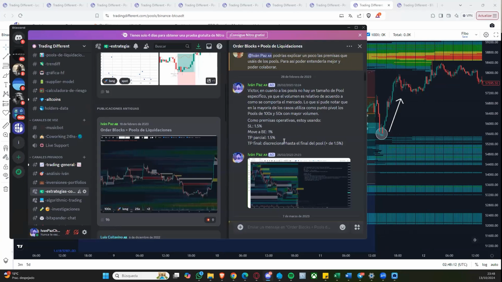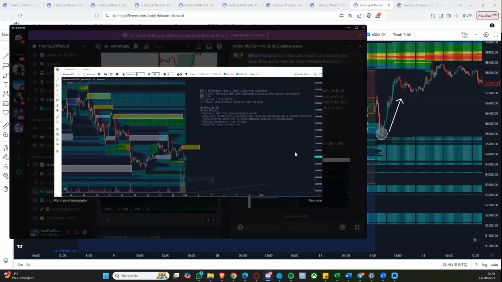On our Discord, we have a detailed, quantitative strategy on how to trade order blocks. We take advantage of each order block and combine it with liquidity pools to optimize entry, stop loss, and take profit.